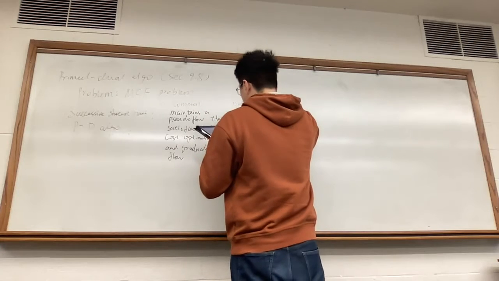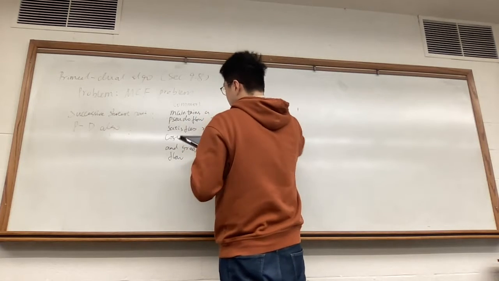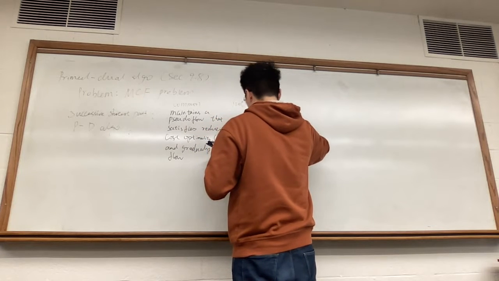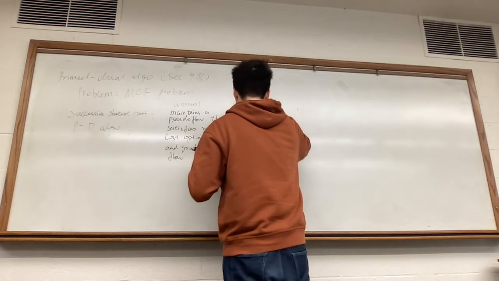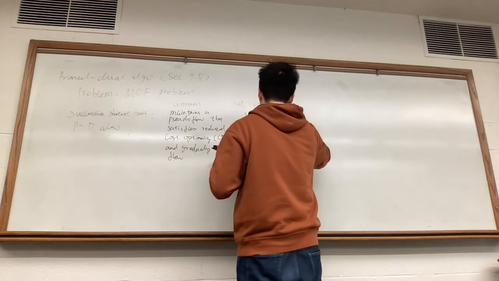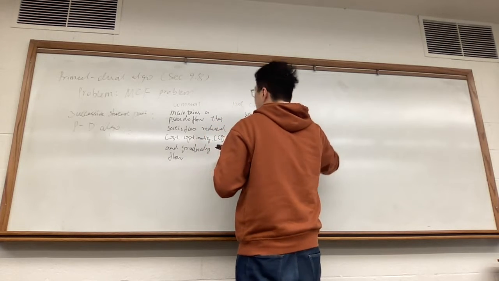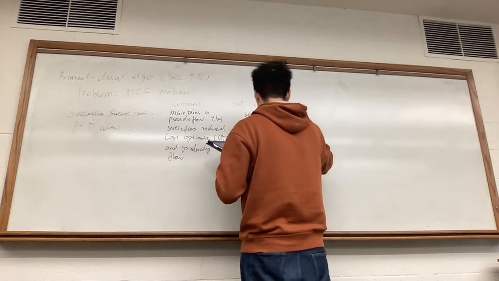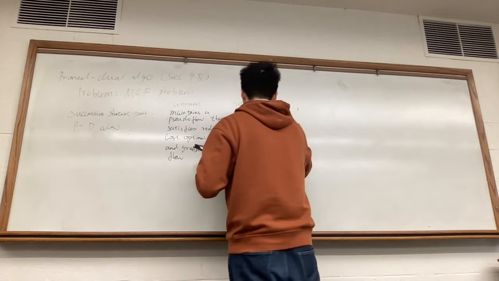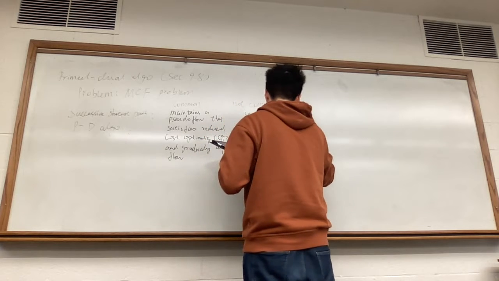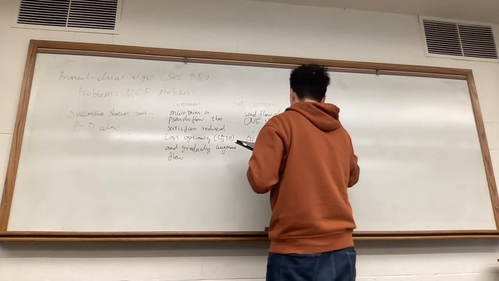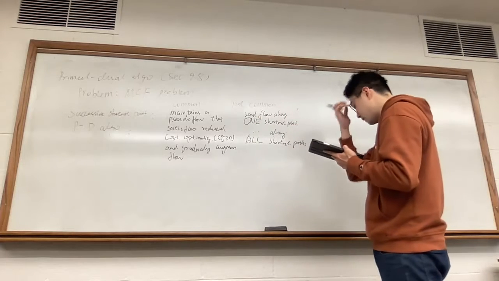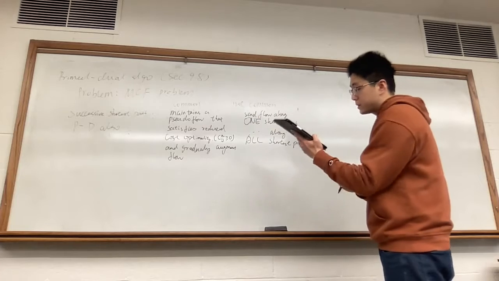And as for the things that are not common, for the successive shortest path algorithm, we send flow along one shortest path. But for the primal-dual algorithm, we send flow along all shortest paths. So this is what is not common between these two algorithms.